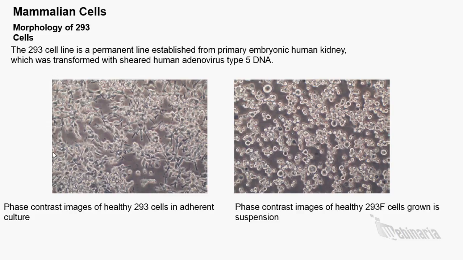For example, we can see some kinds of cell lines. Mammalian cells, in case of mammalian cells, you can see here the morphology of 293 cells. It's a very common cell line, and the cell line can be bought from many commercial suppliers or can be obtained from some cell culture databases.